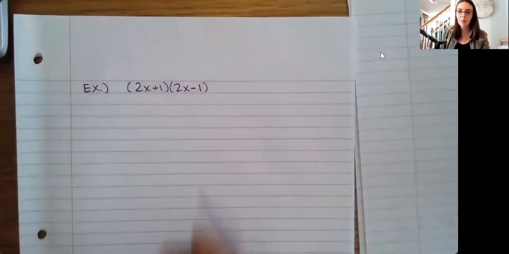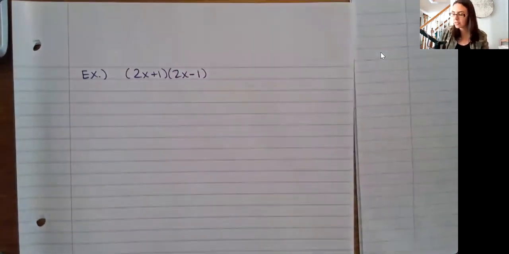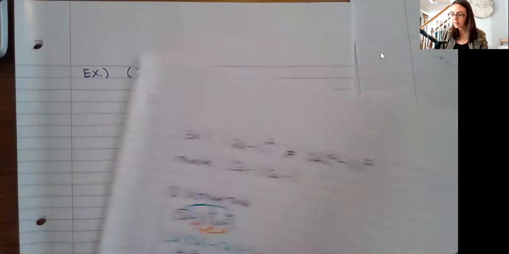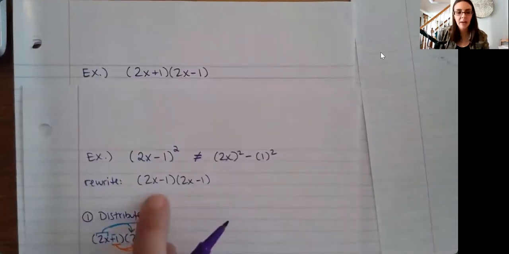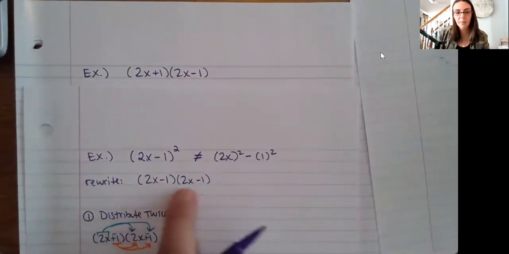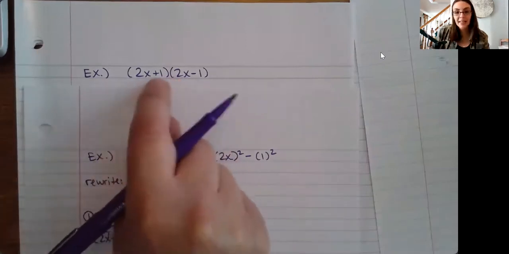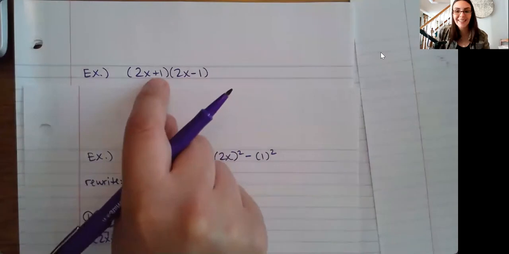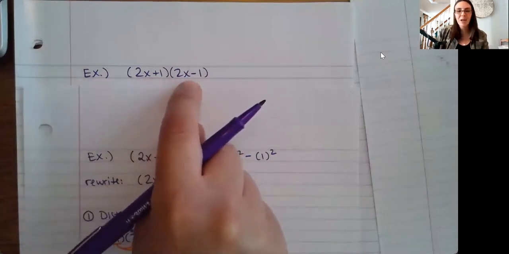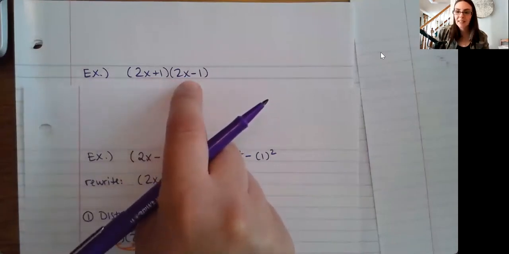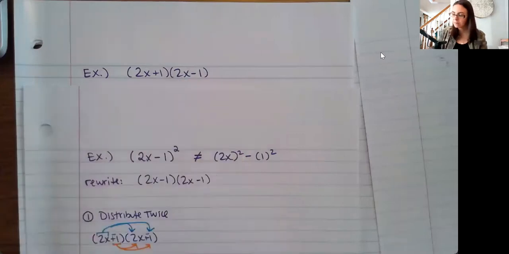And you may be saying, but we just did this problem, right? It looks almost exactly the same, but it's actually a little bit different. In the problem I just did, I was squaring, so I had the same exact binomial twice. Here I have the binomial, but it's almost the same. One's a positive, one's a negative. And this is actually a really common style example that we see in algebra.